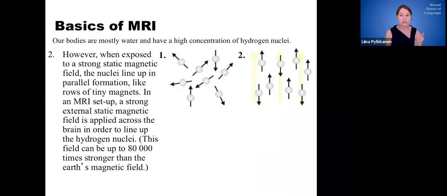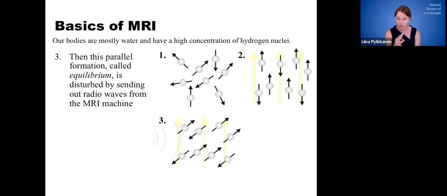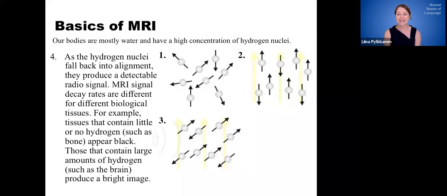Okay, so we have this equilibrium. The equilibrium is only kind of a prerequisite for a clean signal. So now all these hydrogen nuclei are nicely lined up such that when we then send out radio waves to disturb this equilibrium, we can observe the return of the hydrogen nuclei into equilibrium. And it's that return, or the relaxation, that elicits the MRI signal.